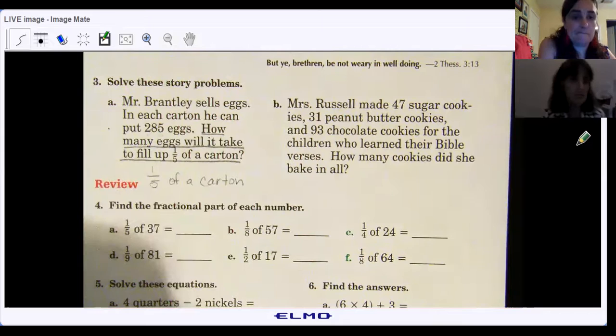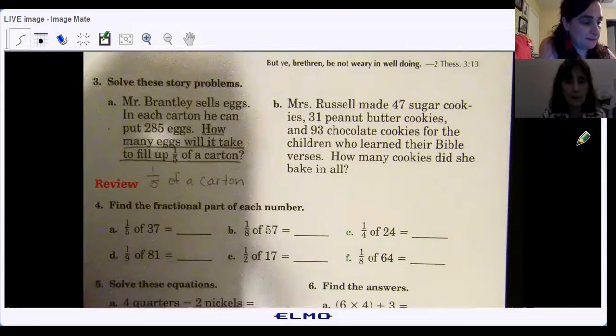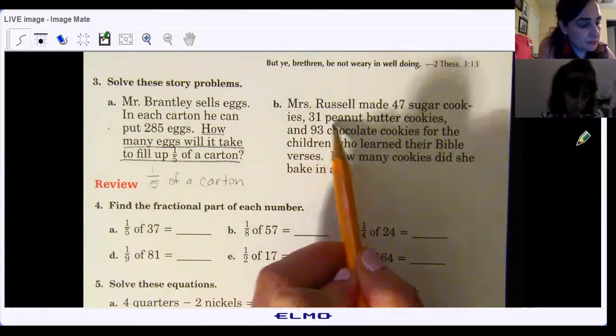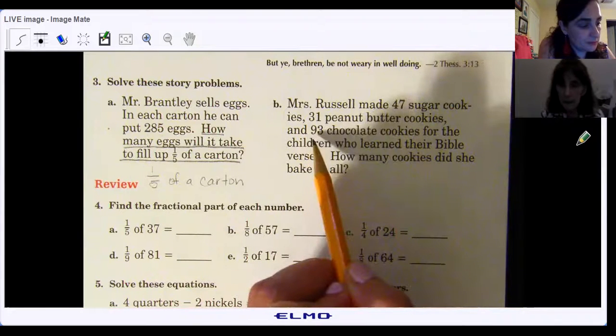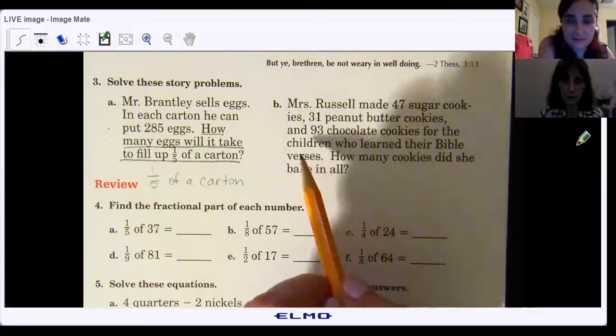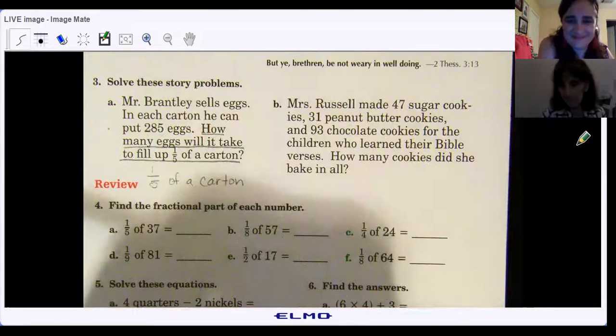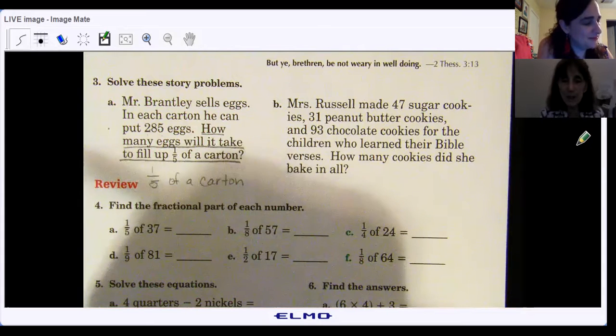You have to work it out. All right, Mrs. Russell made 47 sugar cookies, 31 peanut butter cookies, and 93 chocolate cookies for children who learned their Bible verses. What a nice Bible teacher. How many cookies did she bake in all?